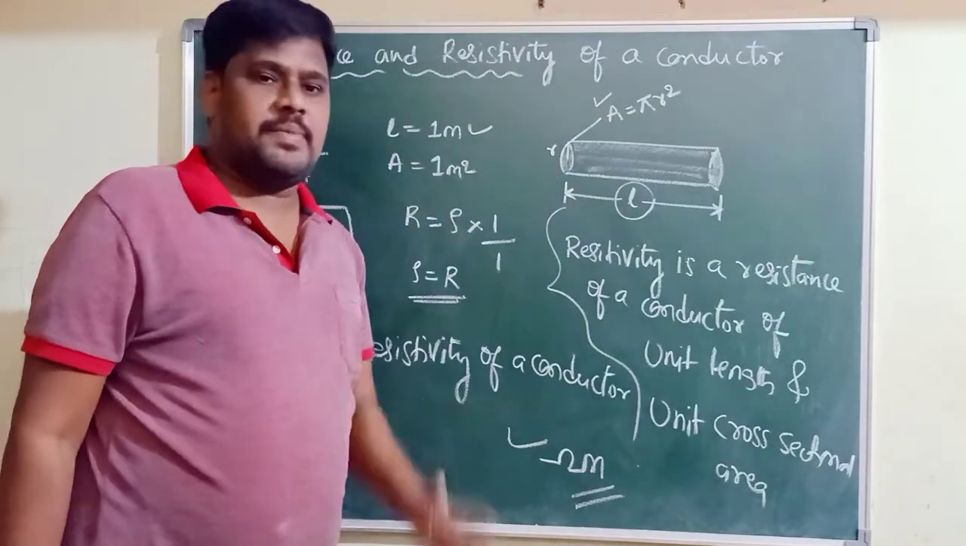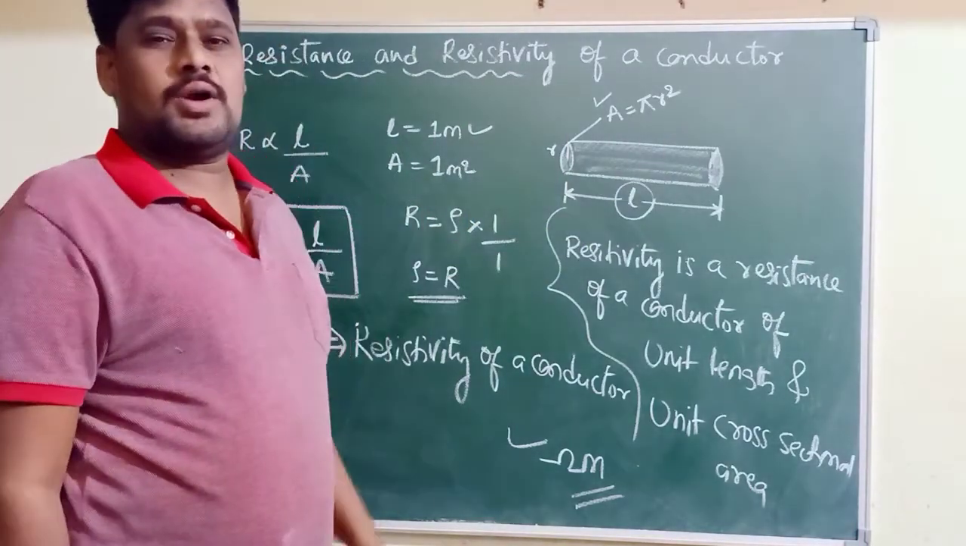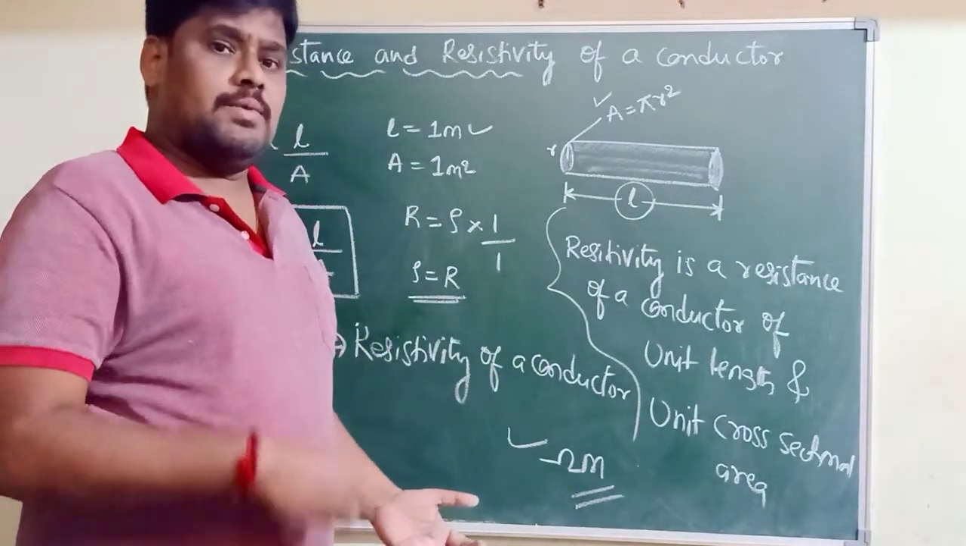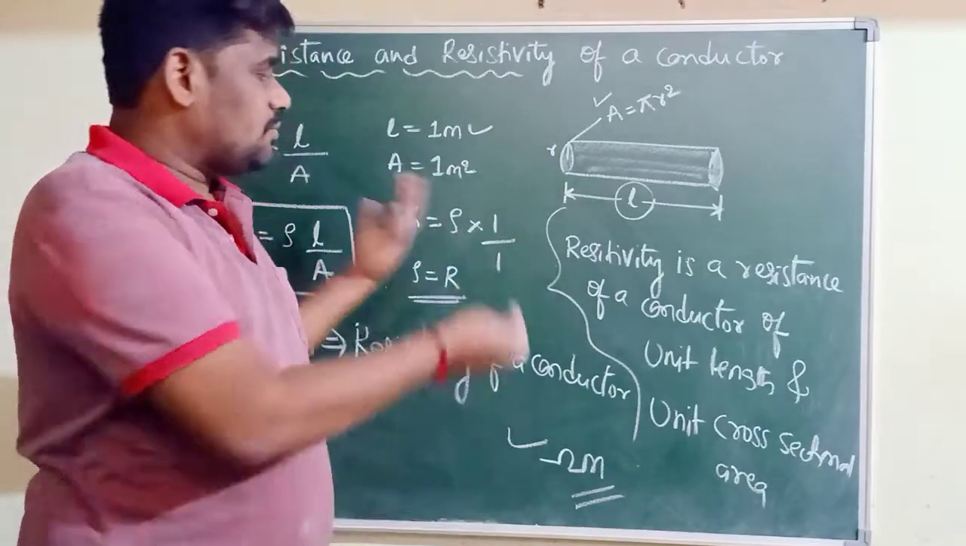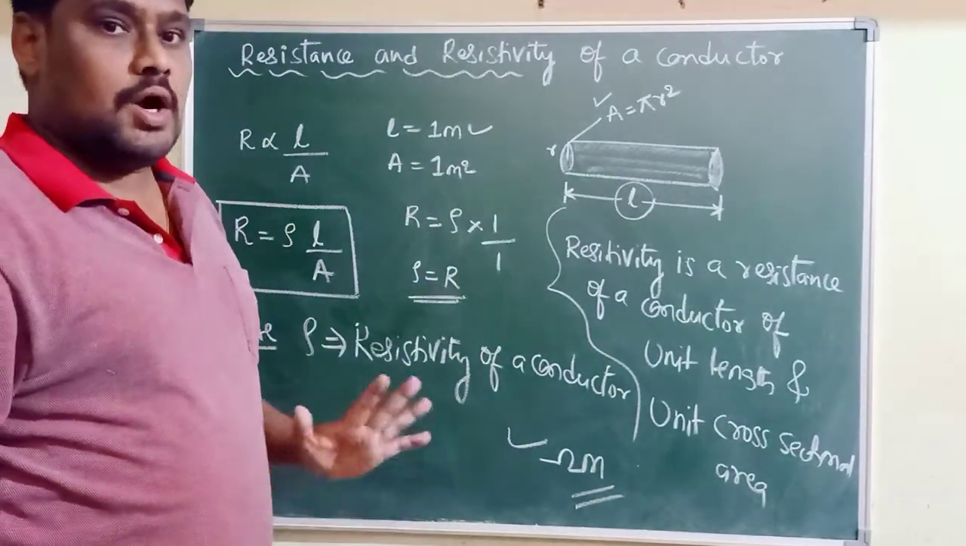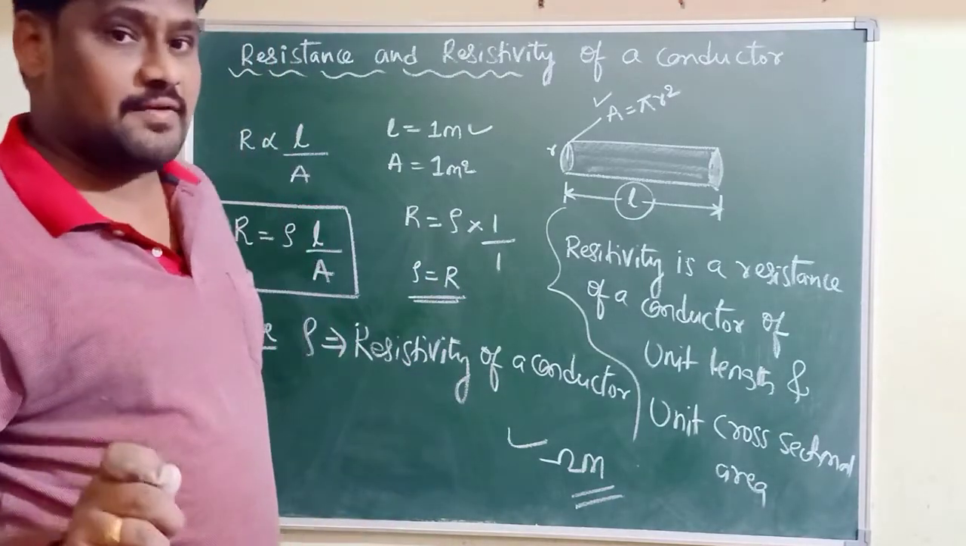Resistivity does not depend on the length of a conductor. Resistivity does not depend on the area of cross section of a conductor. In the next session, I will prove this by deriving one mathematical equation, showing how resistivity does not depend on length and area of cross section.